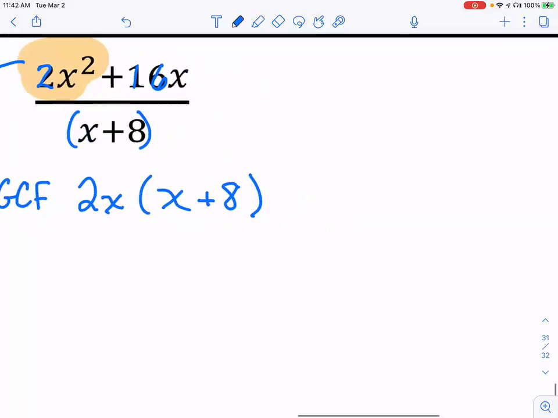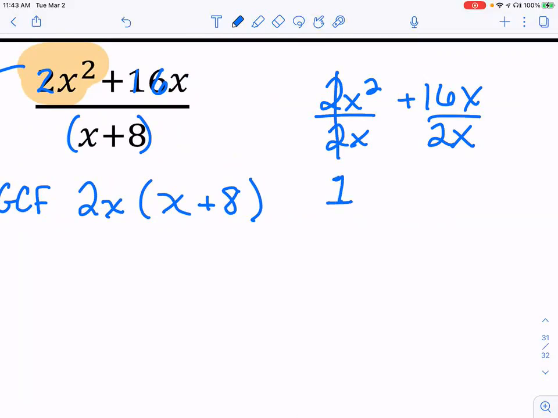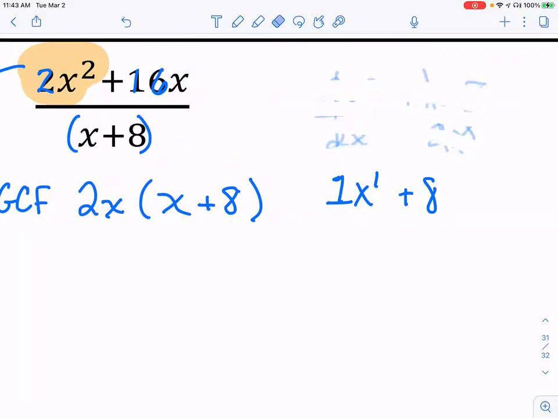Let me do it as a different visual for you. If you are able to see that the GCF is 2x, you can divide that by 2x and divide that by 2x. That's how you get a 1. And then you do 2 minus 1, x to the first. That's how you get an 8. And then those cancel. Yes. No, the answer is not 0.